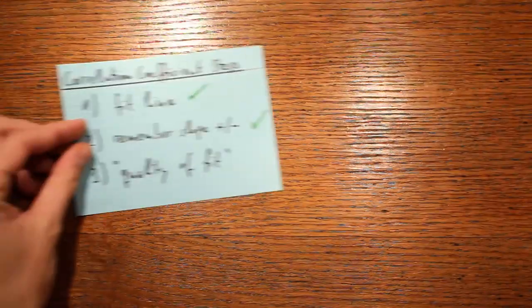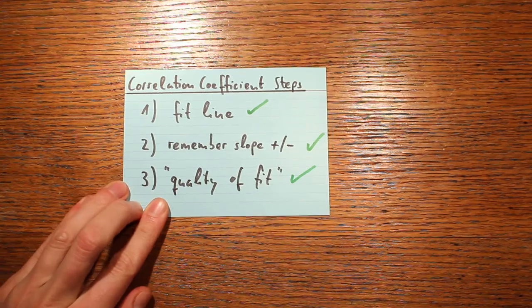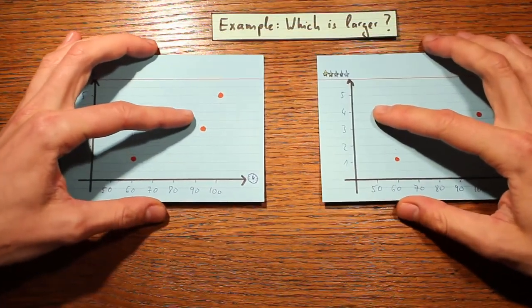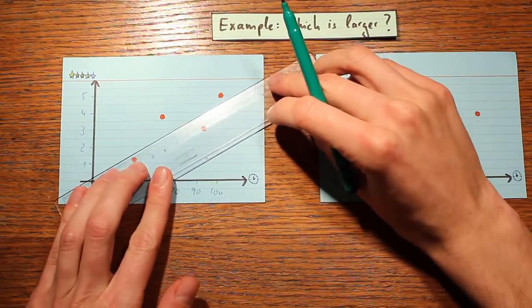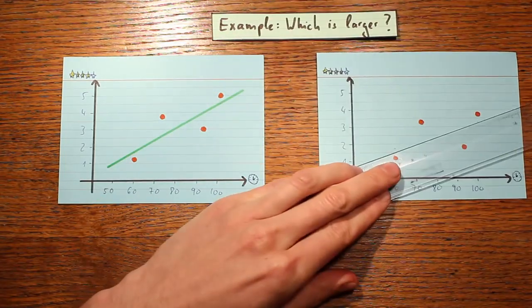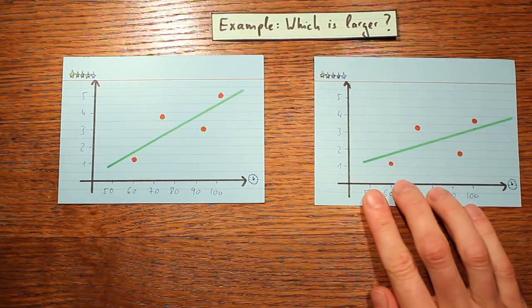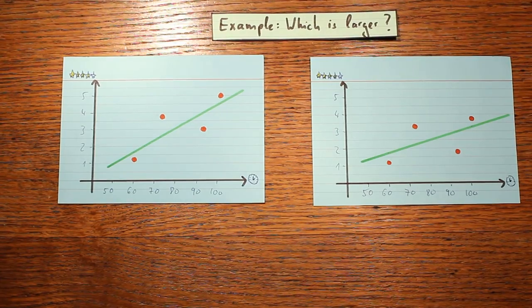So now we know the 3 steps of the correlation coefficient. Let's see how this can help us with an example. So here are 2 scatter plots, and the question is, which one has the larger correlation coefficient? So the first step is to fit the straight lines. So they go here and here. And then step 2 is to remember the slope of these lines. Well, they are both positive. So in this case, we already know that both our correlation coefficients will be between 0 and 1.